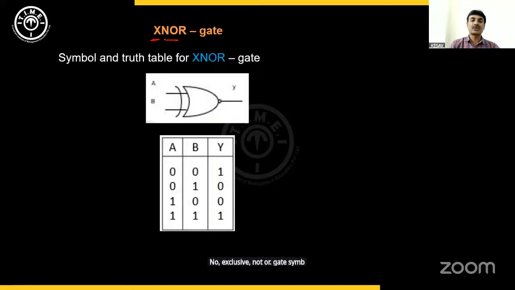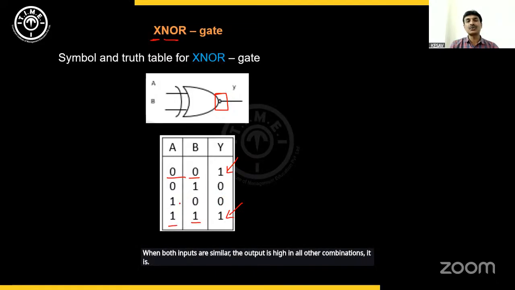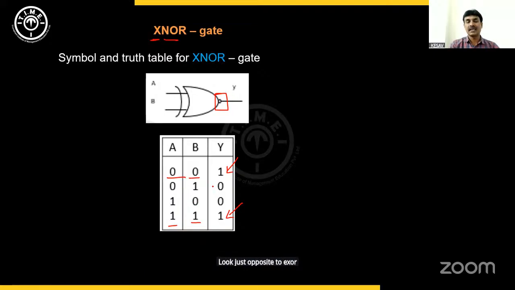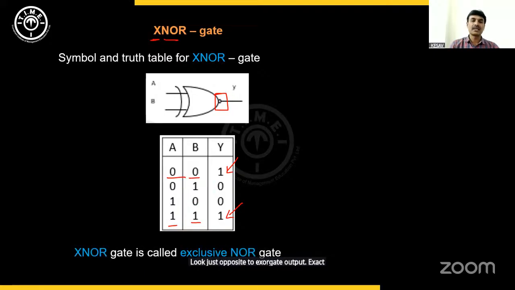The symbol of the exclusive NOR gate is the same as the exclusive OR gate with a negation here, but the output is changed. When both inputs are similar, the output is high. In all other combinations, it is low. Just opposite to the XOR gate output. So exclusive NOR gate it is.